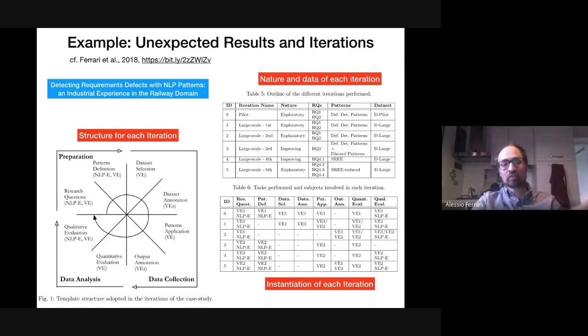So a systematic structure with preparation, data collection, and data analysis, and some objects and subjects. Subjects are here in table 6, and objects are in table 5, and a structured presentation of the different phases. If you are more interested, please refer to the paper.